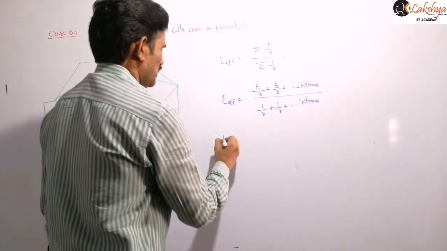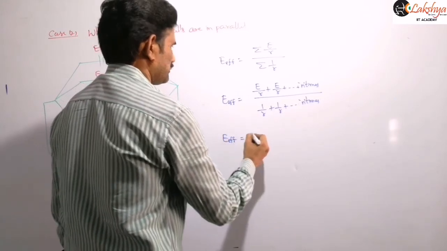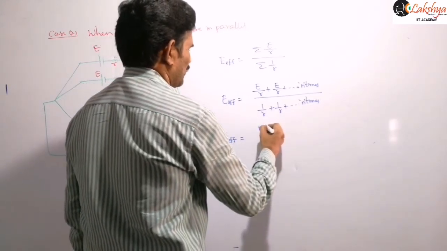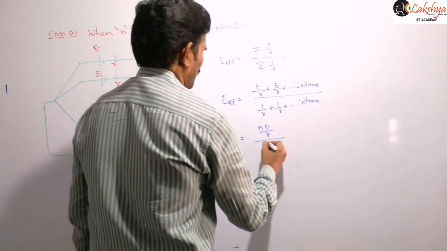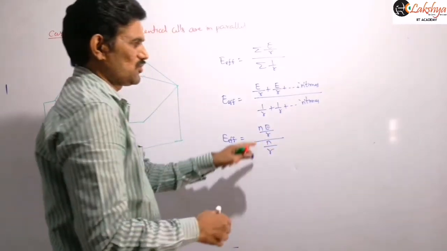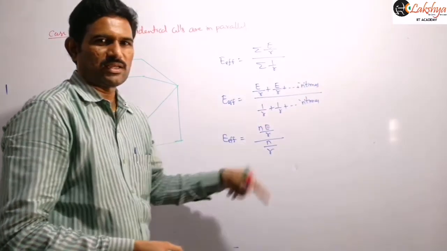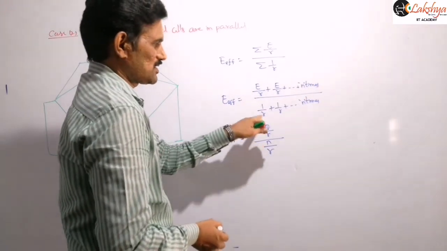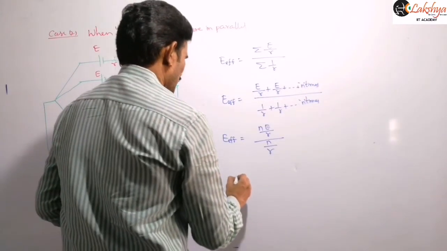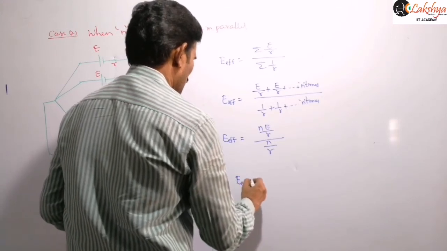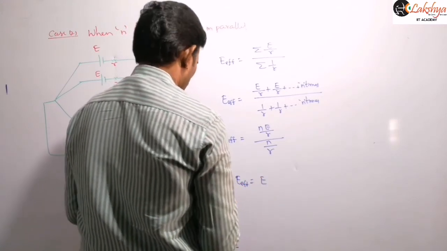And so therefore this expression you can write as n into E by R by n by R, right? We know already when n times we are adding, that n times n into E by R we can write, and similarly this is n by R we can write. Therefore here effective EMF is equal to E.